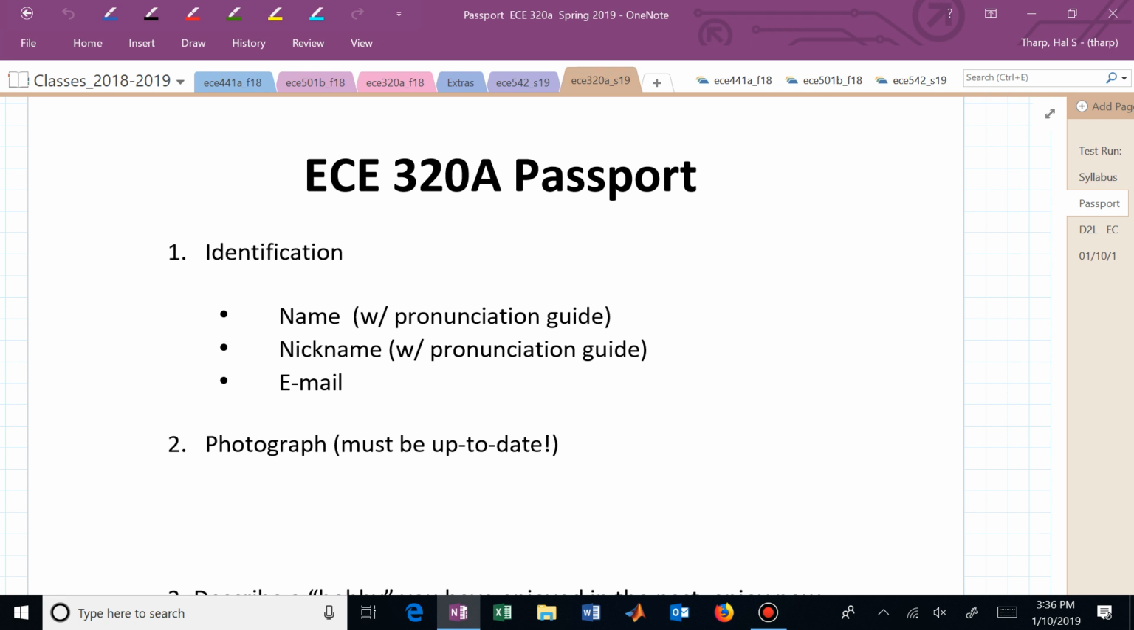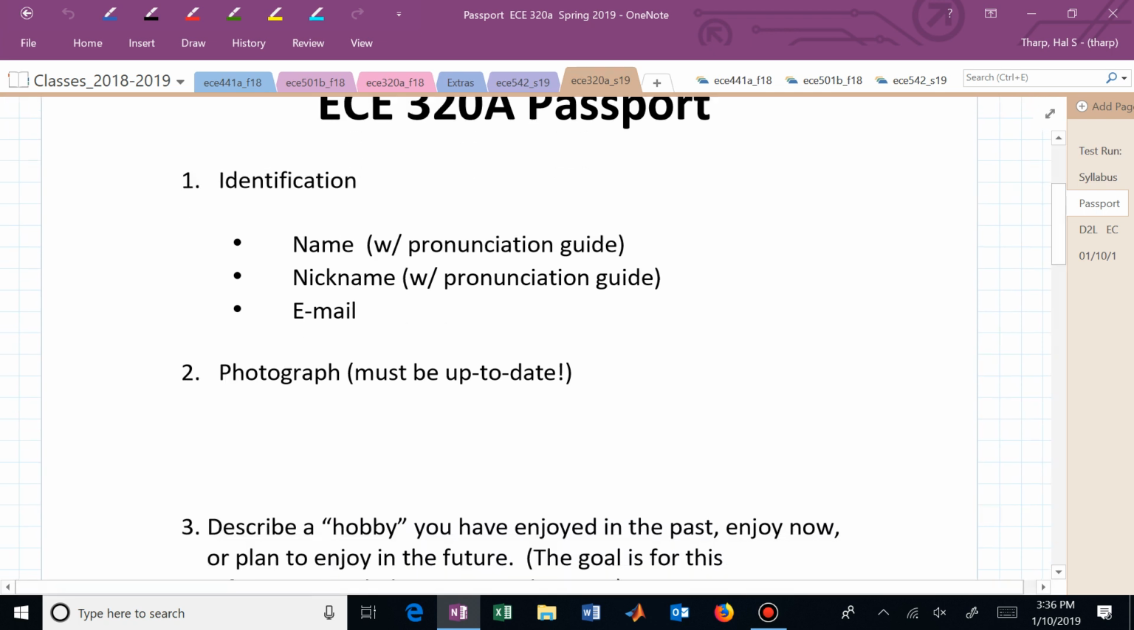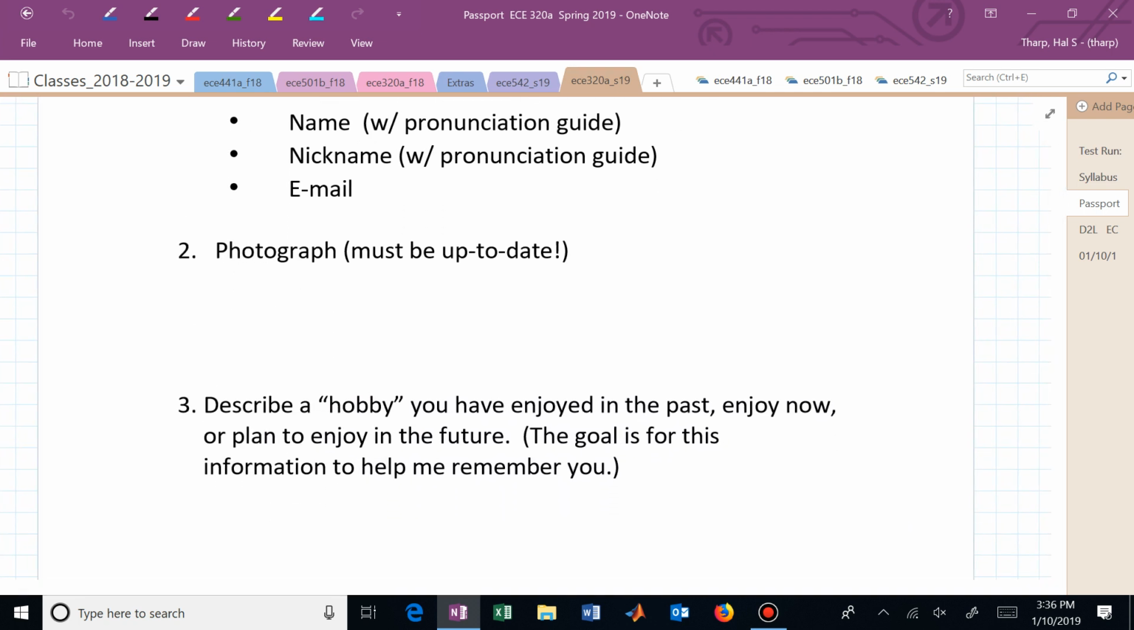Your nickname needs to be PG rated, since we're recording this. So don't get too creative with your nickname. It needs to be something that you're used to being referred to. Photograph should be up to date. Doesn't need to be your baby picture. I won't be able to do the age progression as well as some of these machine learning strategies can now.